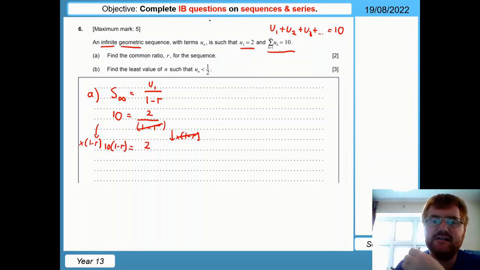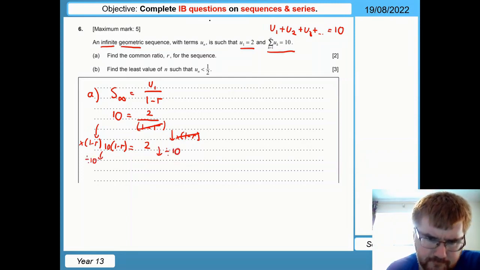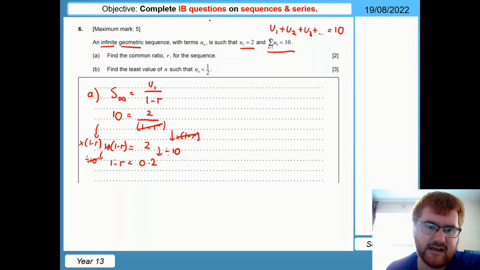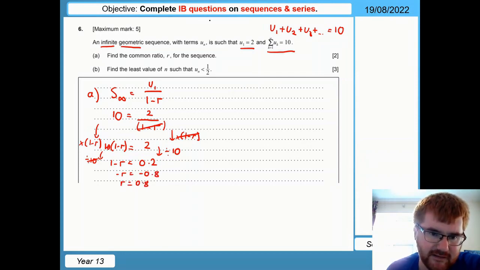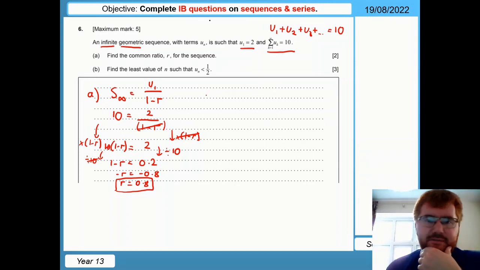Now we could expand the bracket and simplify. I'm going to take a slightly different approach here. I'm going to divide both sides by 10. Notice I'm really just trying to get R on its own. This cancels, gives us 1 minus R. 2 divided by 10, that's equal to 0.2. And probably from this point you can see R is equal to 0.8. Again, we can minus 1 from both sides, giving us this, and then timesing through by minus 1, giving us our final answer of R is equal to 0.8, like so. Again, you could always use nsolve to solve at that particular point.